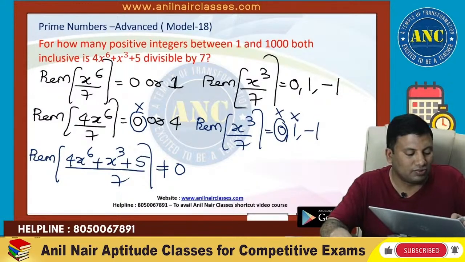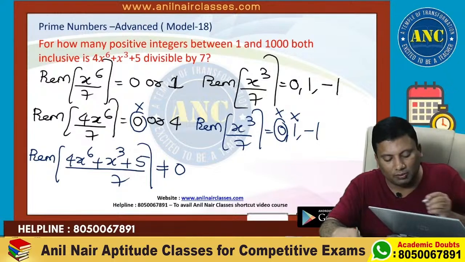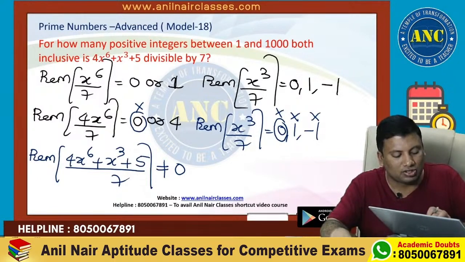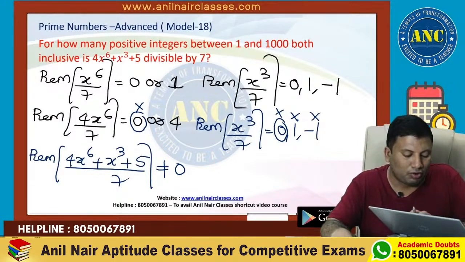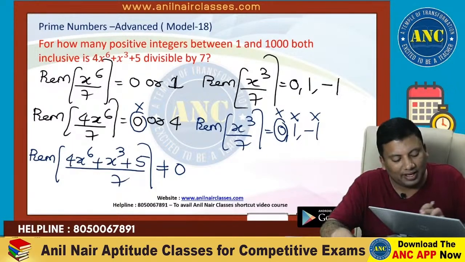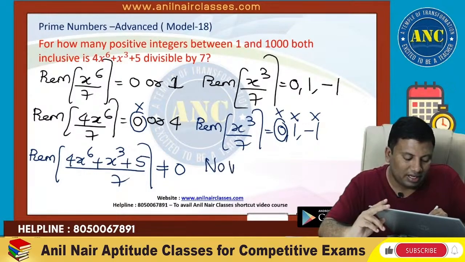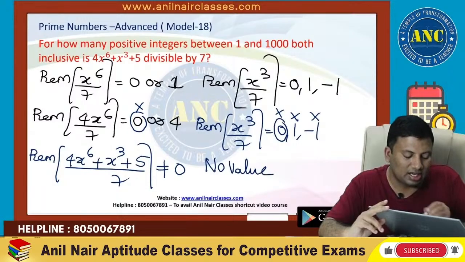0 minus 1, minus 1 plus 5, 4. 4 is not divisible by 7. This case not possible. 4 plus 0, 4. 4 plus 5, 9, not divisible. 4 plus 1, 5. 5 plus 5, 10, not divisible. 4 minus 1, 3. 3 plus 5, 8, not divisible. No value of x will satisfy these expressions.